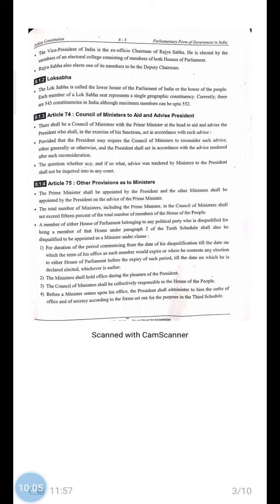કે વડાપ્રધાનની નિમણૂક રાષ્ટ્રપતિ દ્વારા કરવામાં આવે છે, અને રાષ્ટ્રપતિ બીજા ડિપાર્ટમેન્ટના મિનિસ્ટરની પણ નિમણૂક કરે છે, પણ એ કોની એડવાઇસથી? પ્રાઇમ મિનિસ્ટરની એડવાઇસથી, રાઈટ. So it's provided that the total number of ministers, including the prime minister, in the council of ministers shall not exceed 15% of the total number of members of the House of People.